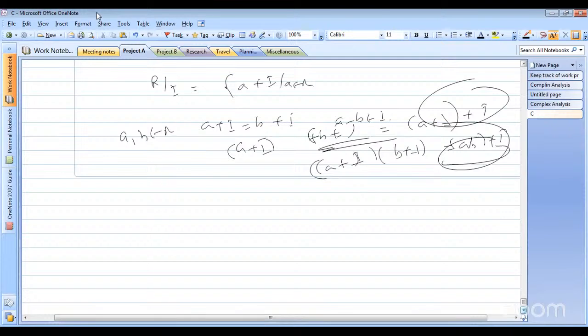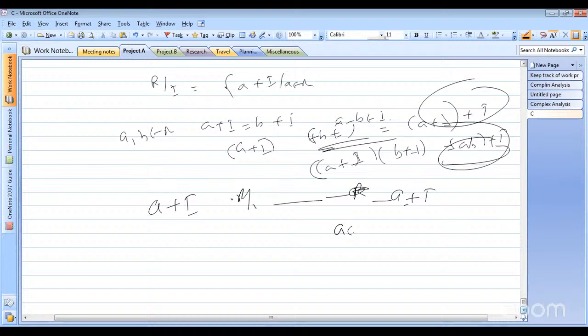The additive inverse of a plus I is minus a plus I. For any a belonging to R, a plus I is a unit of R by I if and only if ab minus 1 belongs to I for some b. So a is a unit of R, and therefore a plus I is also a unit in R by I.